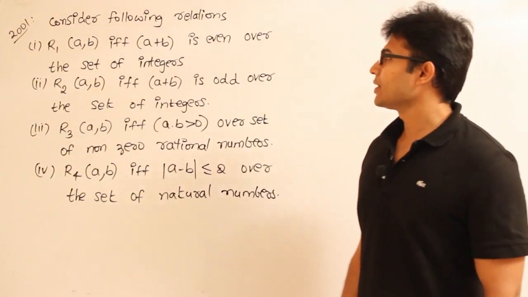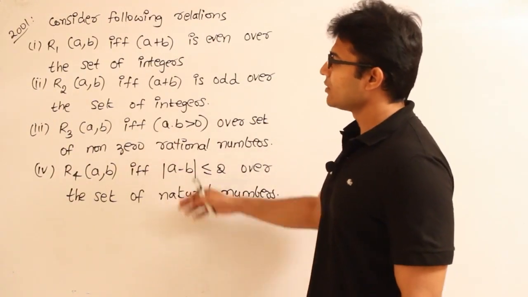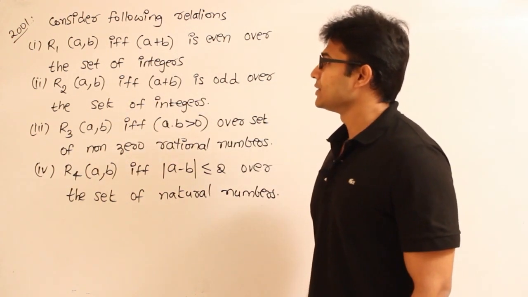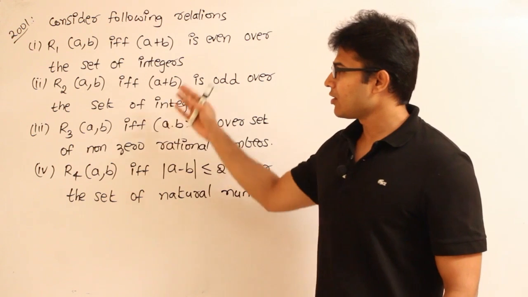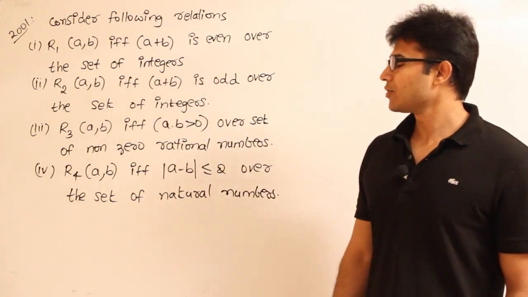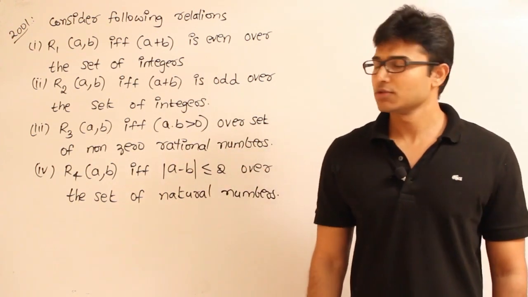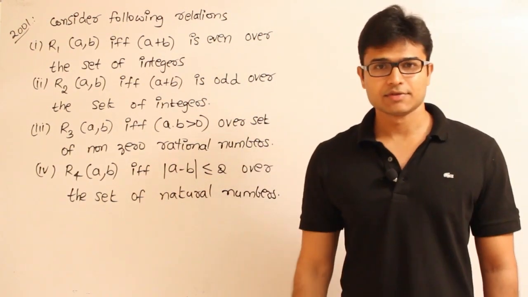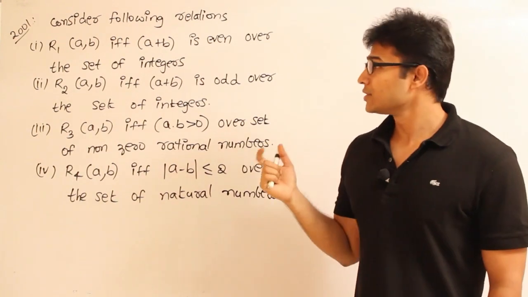See this question. Consider the following relations. They have given four relations, R1, R2, R3 and R4, and the question is which of these R1, R2, R3, R4 are equivalence relations. So we have to find out which one of these four are equivalence relations. It was asked in GATE 2001.